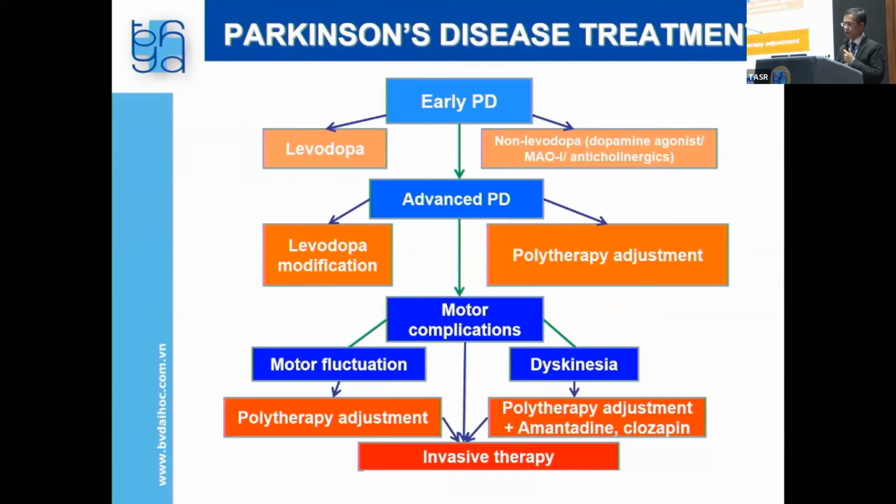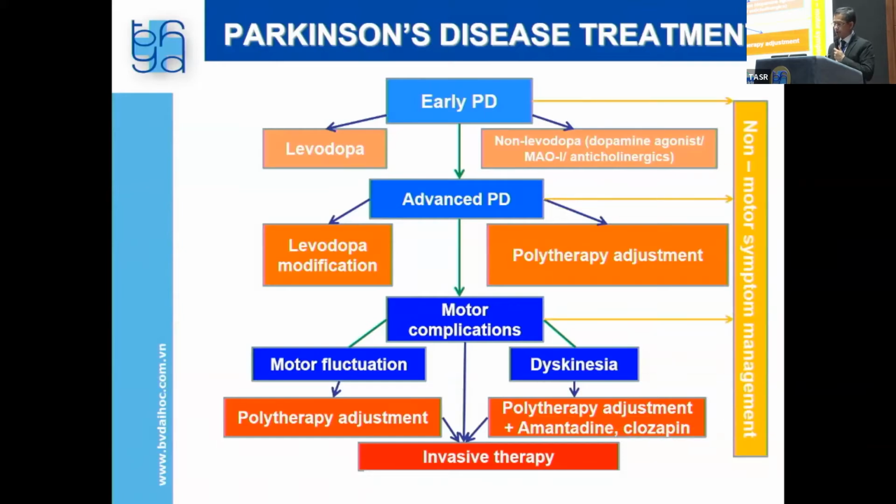We can use levodopa or non-levodopa. And in the advanced stage, we can use levodopa modification or polytherapy adjustment. And when the patient has a motor complication, a motor fluctuation, we can adjust polytherapy. And when the patient has dyskinesia, we can also adjust polytherapy, and we can add amantadine or clozapine. And after that, we can use invasive therapy.